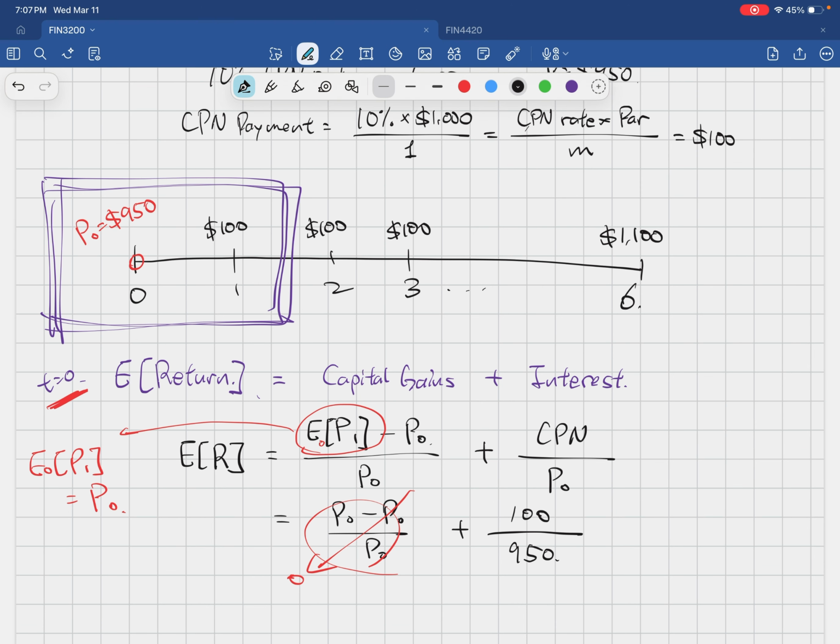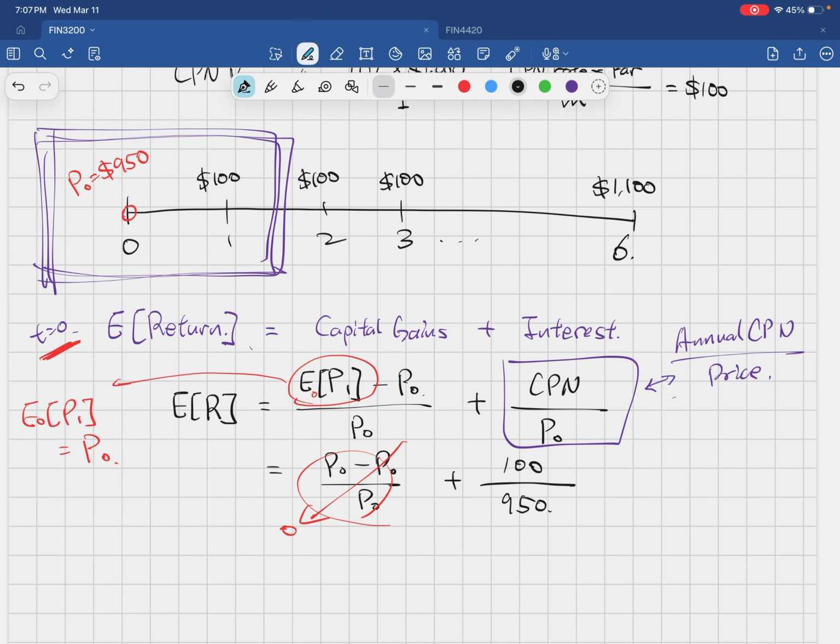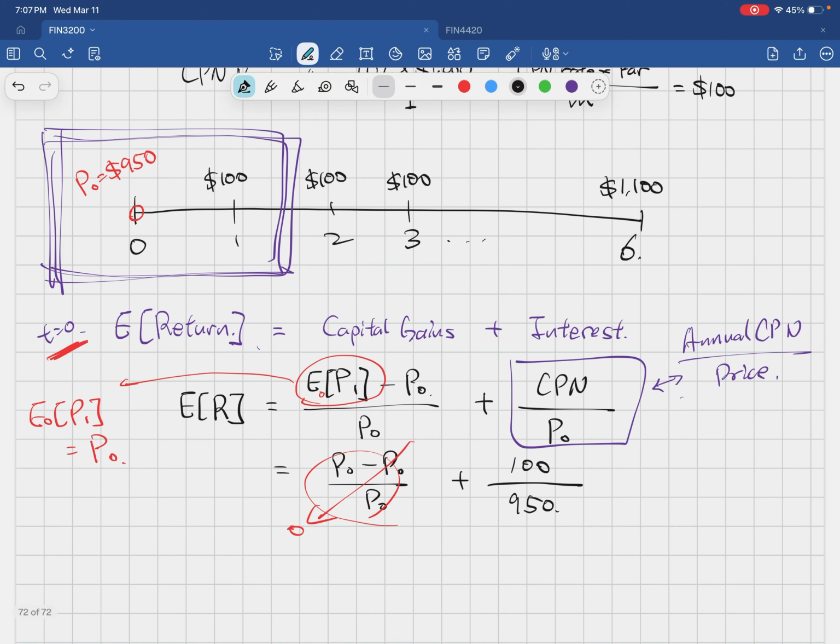This is actually the formula for current yield: annual coupon divided by the current price of the bond. The math is really simple. It's just $100 over $950. This would be the expected return, or the current yield. The current yield is 10.53%.